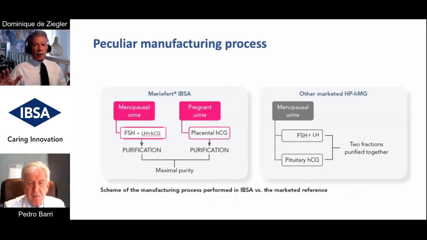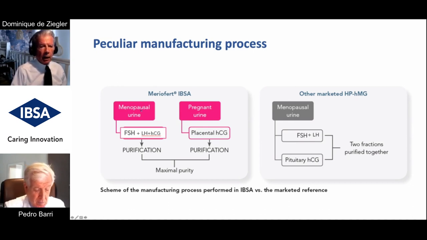Now, this is how the products are being prepared. The other hMG preparation uses menopausal urine, which contains FSH, a little bit of LH, and pituitary hCG. This urine is purified in order to get FSH and hCG. Whereas in the case of Meilleur-Fort, you have menopausal urine for the FSH and a little bit of LH and pituitary hCG, just a little bit, which is purified.